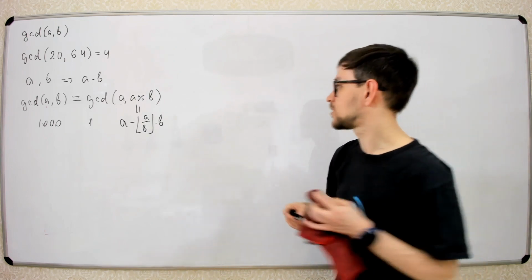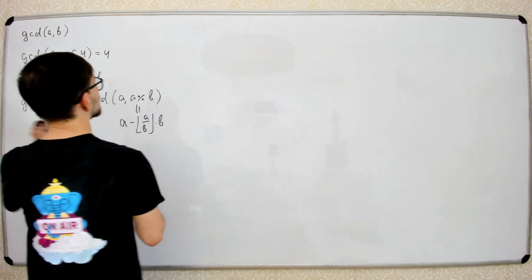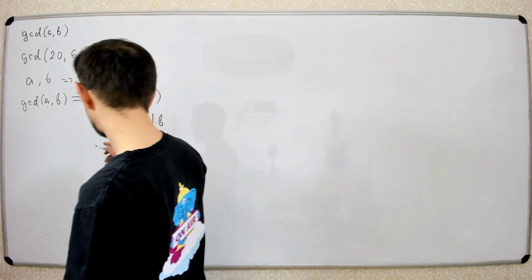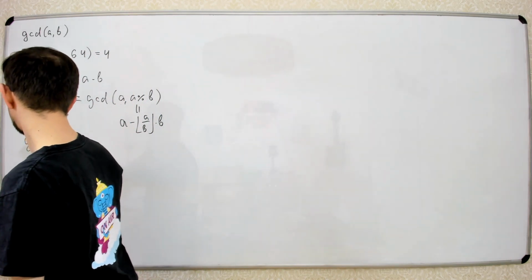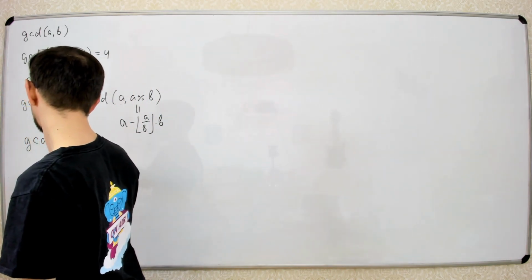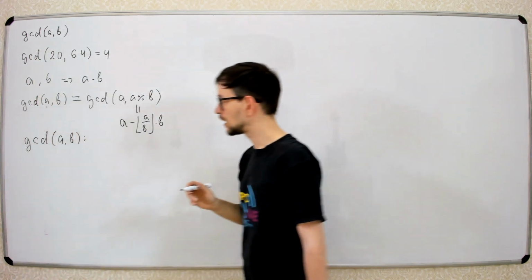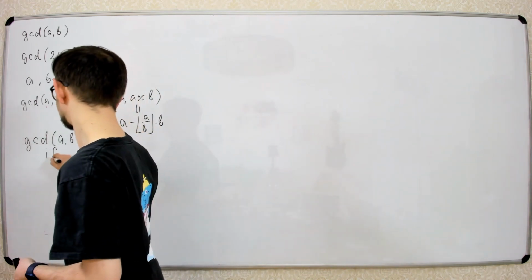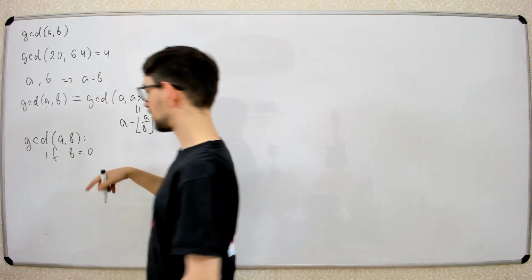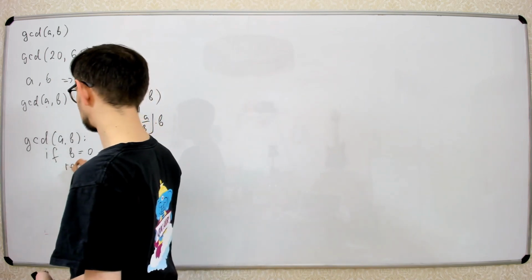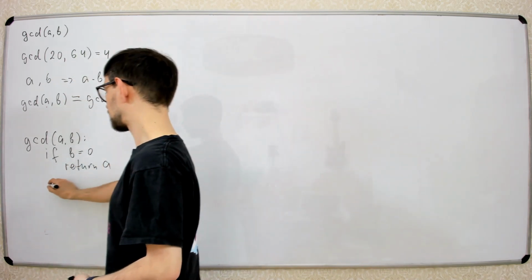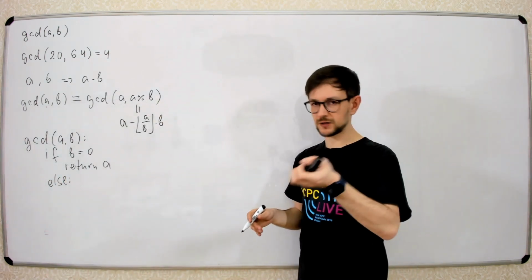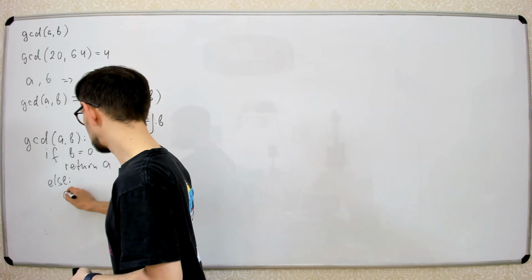So the final algorithm looks like this. Let me just write the usual implementation. We will set the following algorithm. We'll say GCD of a and b. We will look at the number b. If number b is 0, then the greatest common divisor is a. If not, then we'll divide a by b, get the remainder, and call recursively.